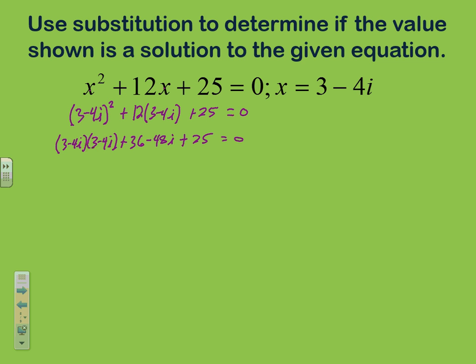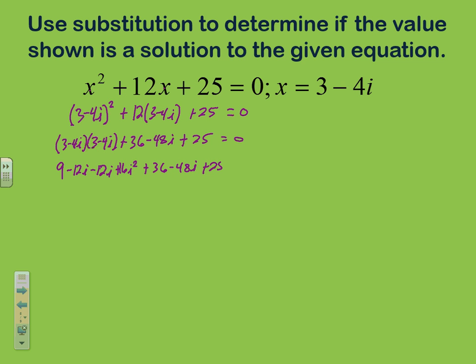Okay, so now here, depending on if you remember the rule or not, we can either use the rule or we can FOIL it. For the purposes of demonstration, I think I'm going to just go ahead and FOIL it. But if you want to use the rule and just skip to after I FOILed it, please go ahead. The 3 times 3 gives me 9. The 3 and the negative 4i give me negative 12i. The negative 4i and the 3 give me another negative 12i. Negative 4i times negative 4i is going to give me a positive 16i squared, and then plus 36 minus 48i plus 25 equals 0.